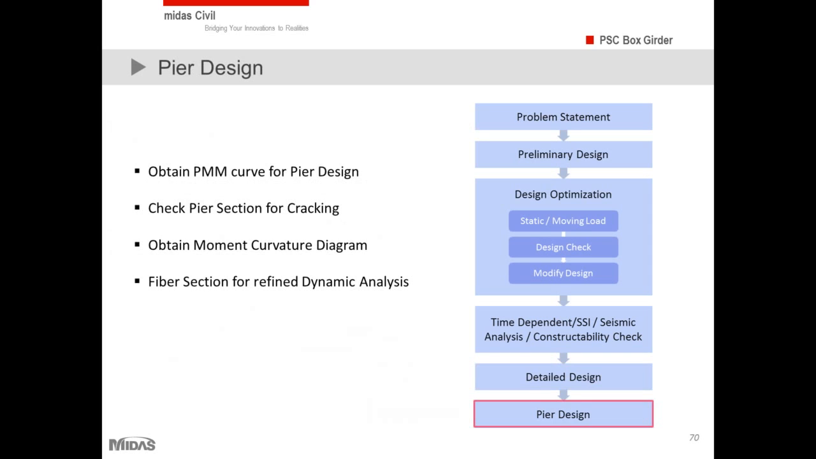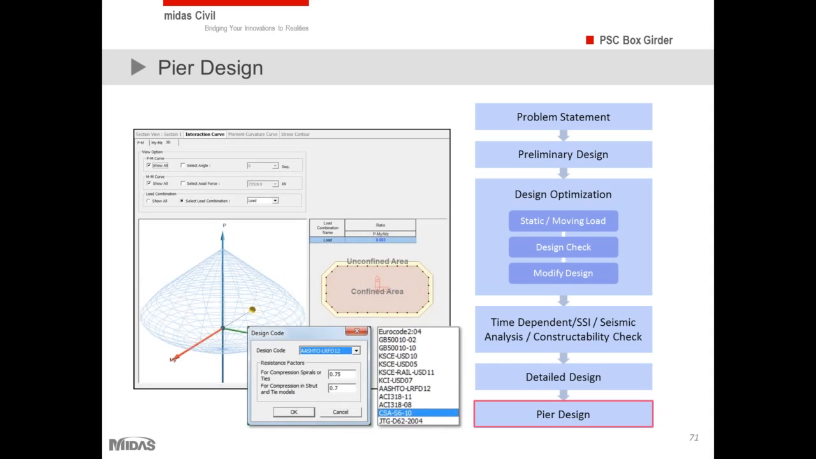And finally, you can do the pier design built into the software. You can obtain the PM interaction curve. You can check the pier section for cracking. You can obtain the moment curvature diagram. The fiber section analysis can be done. And this is how the result will look. It will show you the 3D as well as the 2D PM interaction curve. So this is how MIDAS Civil can be used to perform analysis and optimize design of post-tension segmentally constructed bridges.